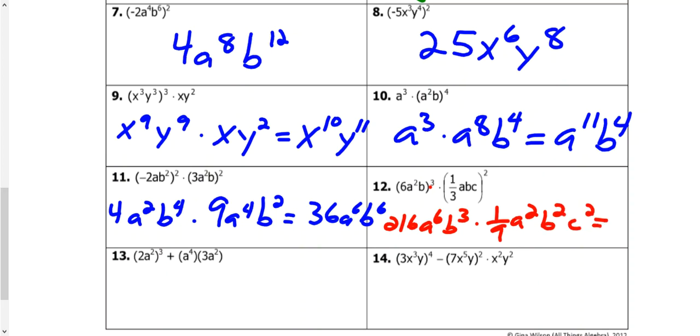And when we combine those together, 216 times 1/9, we multiply straight across, so 216 times 1 would be 216 over 9. When you divide that, that gives us 24. And then we add the exponents, so a to the 6th and a to the 2nd is a to the 8th power. And then we have b to the 5th and c squared, because that remains by itself.